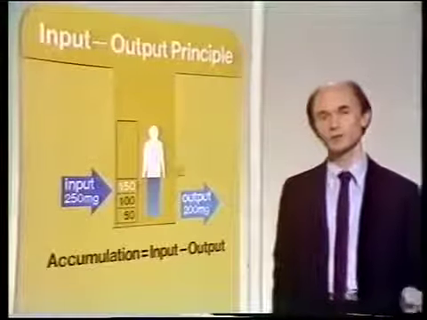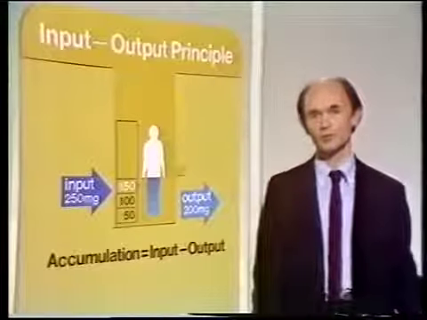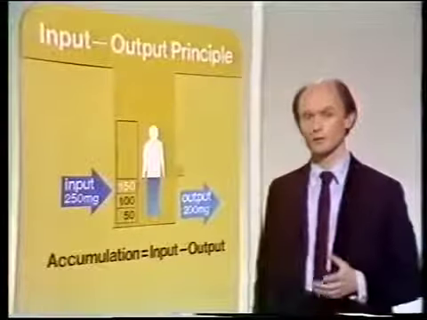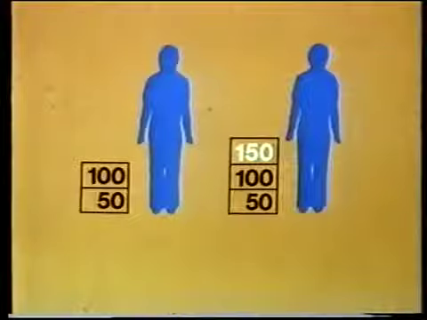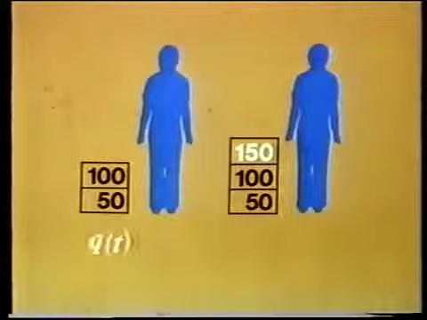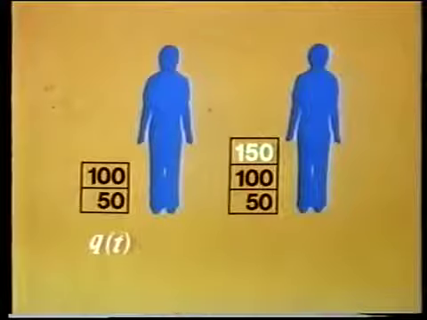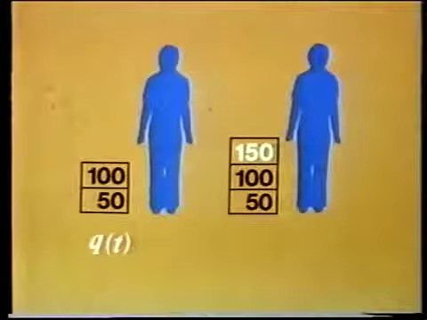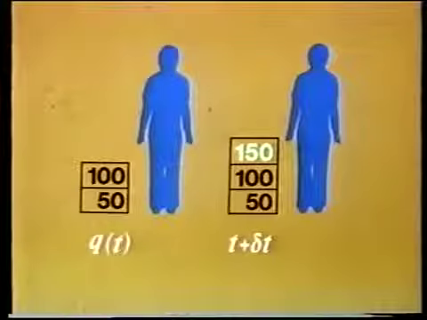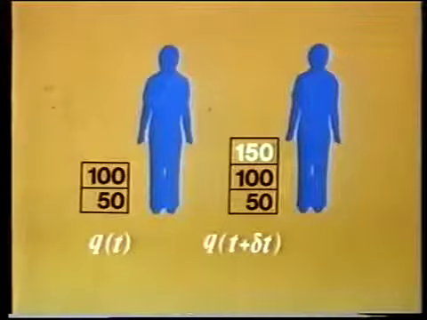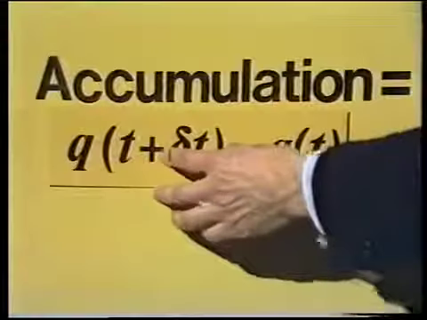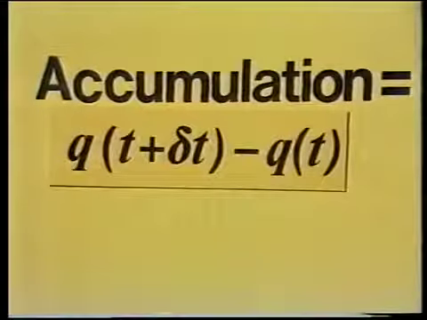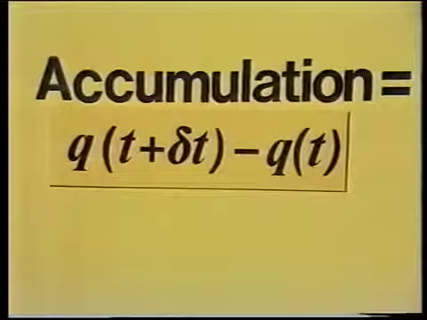Now we want to change this principle from words into symbols to be able to use mathematics on it. To start with, we'll need symbols for the beginning and the end of the time interval. Let's take the beginning to be t, and so the quantity at that time will be q of t. And let's take the end to be a little bit later, so that the end of the time interval will be at time t plus delta t. And the quantity at that time will be q of t plus delta t. Then the difference between those two quantities at the beginning and the end will be the accumulation during that time interval of length delta t.